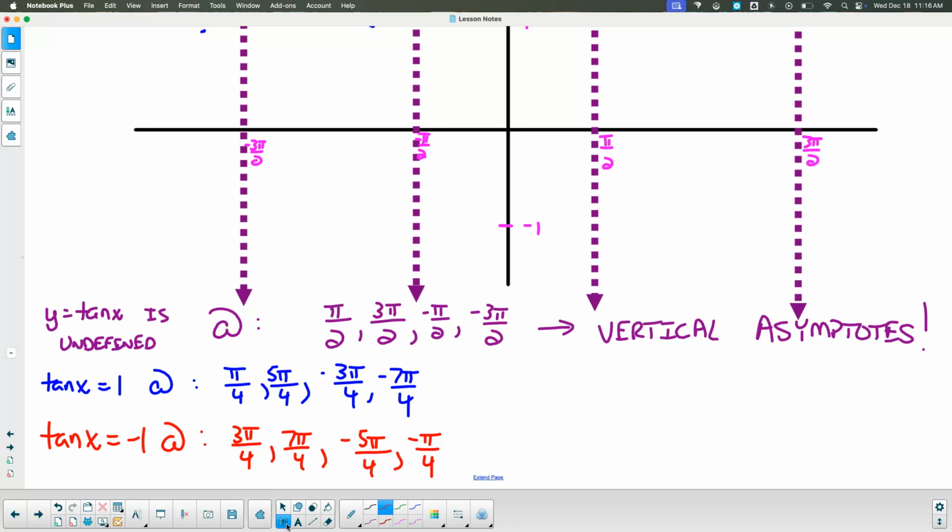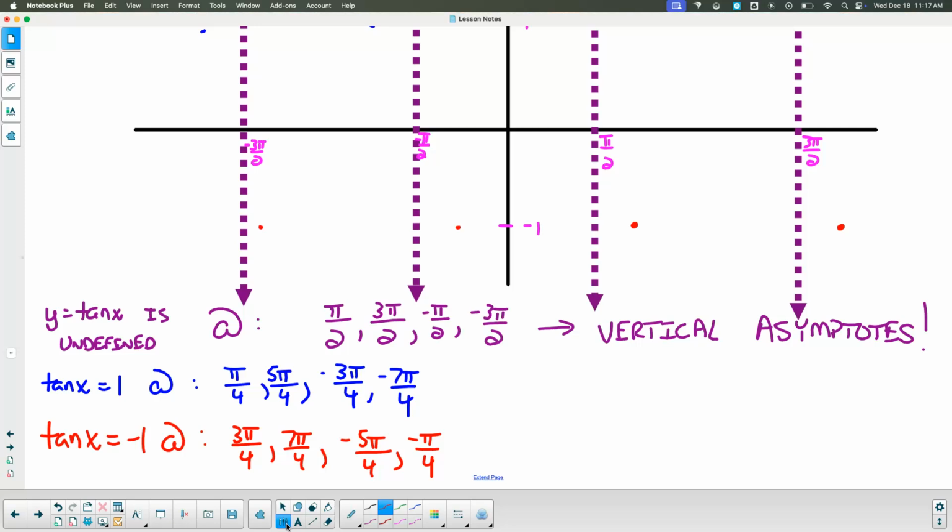Three pi over 4 is going to be there. 7 pi over 4 is going to be there. Negative 5 pi over 4 is going to be here. Negative pi over 4 is going to be there. What's another easy tangent value to do?